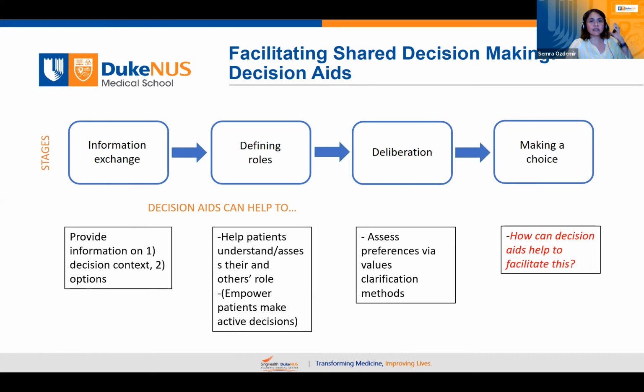And of course, with values clarification methods, we're also assessing preferences, but I think decision aids fall really short in terms of making the final decision. What's the final decision making, and how can we influence that, or not influence it, in a certain way, so that it's consistent with the patient preferences?